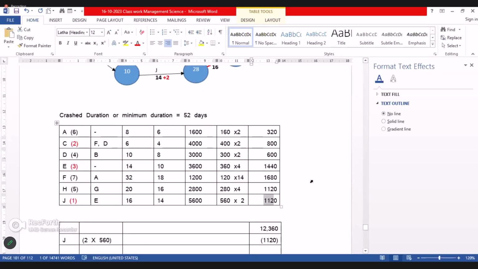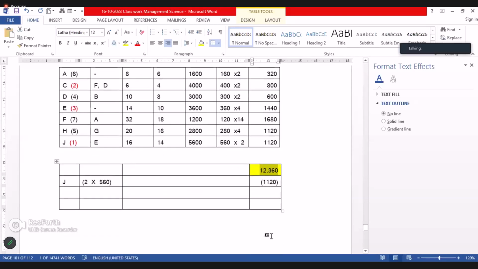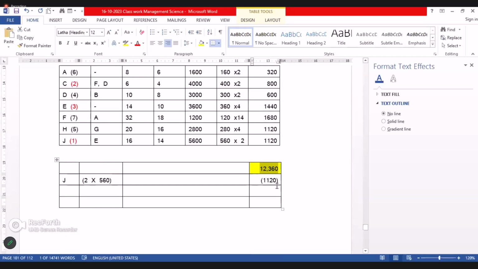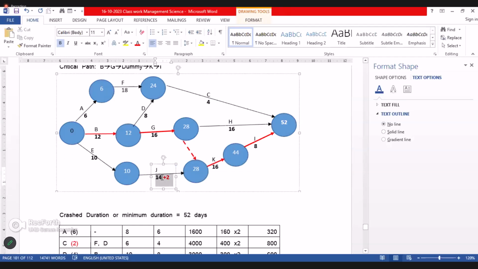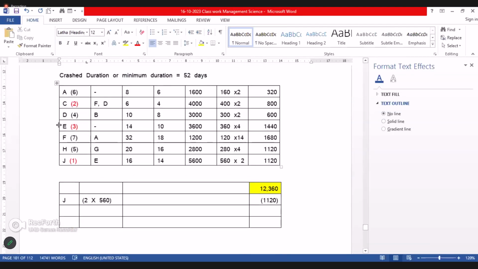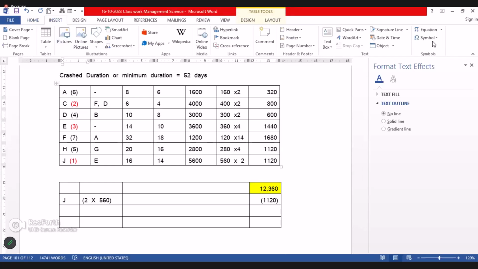So 120, that is unnecessarily increasing the cost. Therefore, out of this 12,600, we can reduce it. So now you see the project duration has no changes, but we made an adjustment in J. Okay, that's all. Now we have finished this one. First priority is finished. Then I put a tick mark.